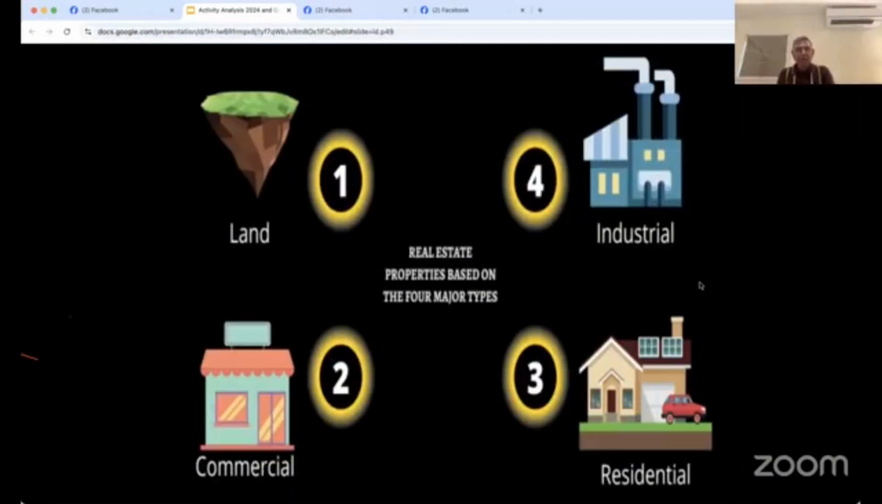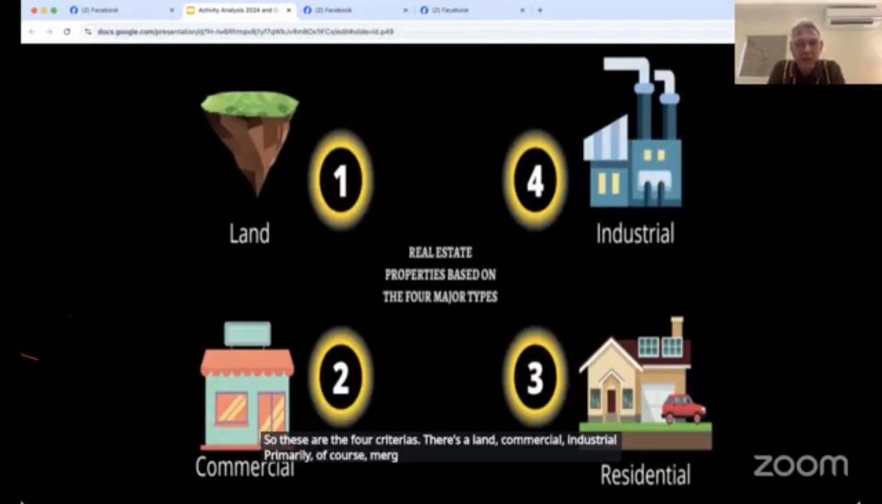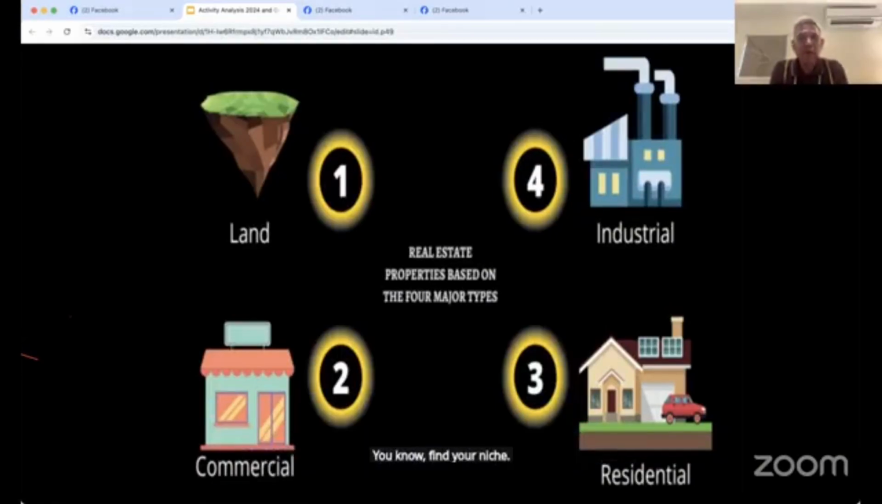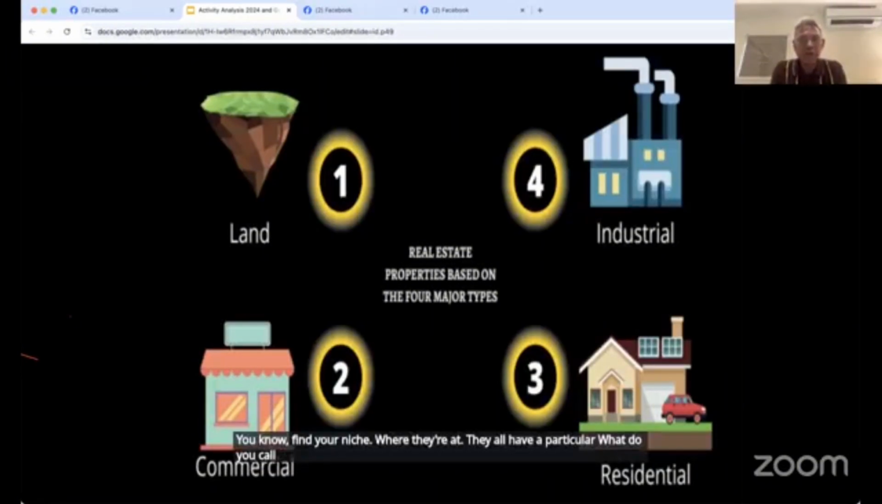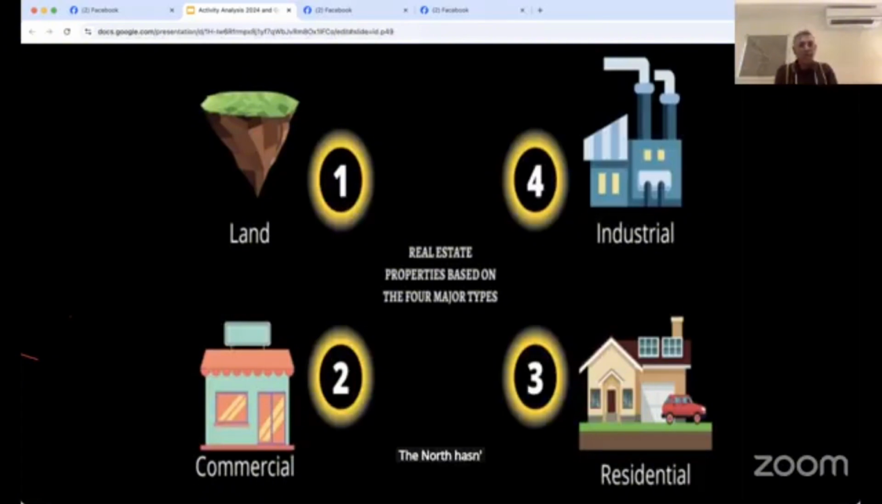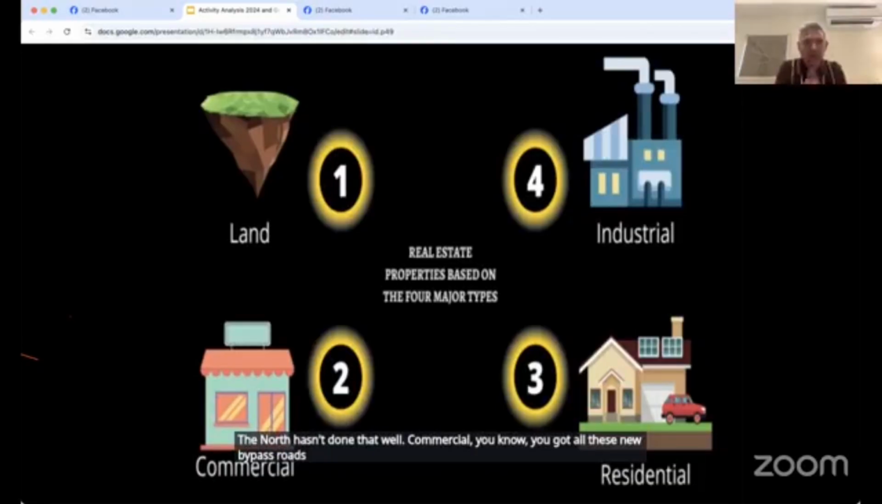So these are the 4 criteria: land, commercial, industrial, residential. Of course, mergers and acquisitions aren't here yet, but these are the 4 lines you could really work on. Find your niche, where they're at. They all have a particular need right now. On land, the project selling by Rockwell in Lipa is doing so well. The North hasn't done that well. Commercial, you've got all these new bypass roads. Where are they? Those are things you've got to figure out.